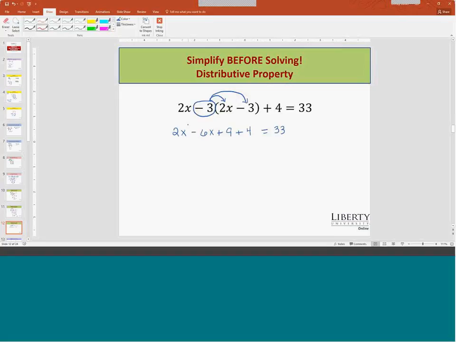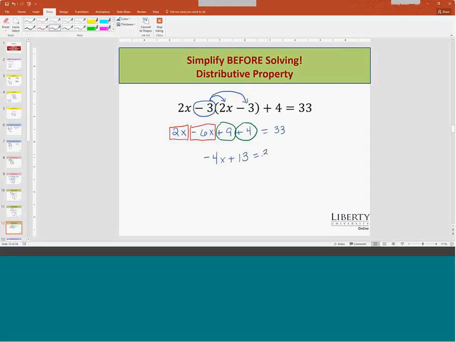Now, we've got like terms to combine. I've got a 2x and a minus 6x. I have a plus 9 and a plus 4 constant number. So I simplify before I solve. So 2x minus 6x gives minus 4x. Plus 4 is 13.